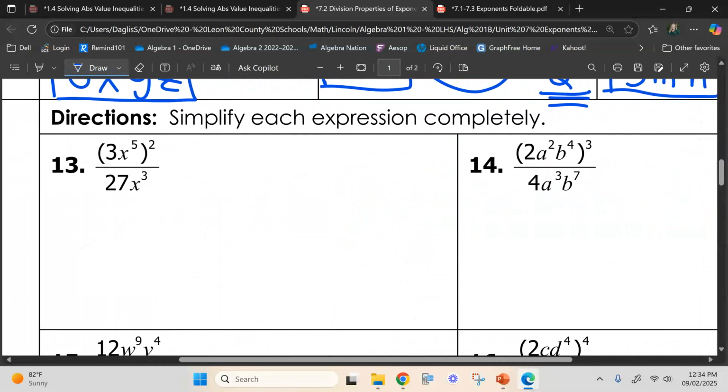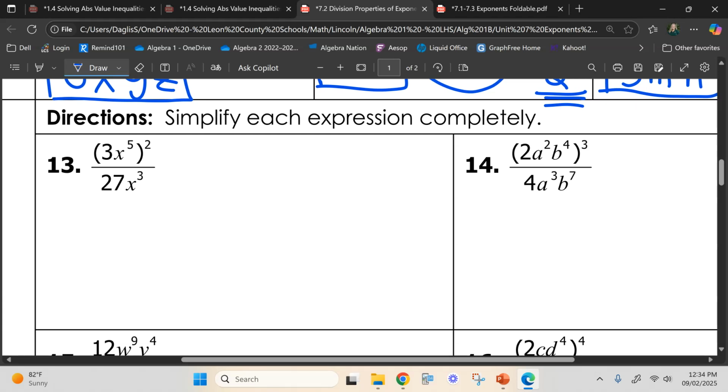If you ever have that power property happening, you have to do it first. I see a power to a power in my top. I see parentheses, so I should go straight to the parentheses. Do I have parentheses on the bottom? No. Am I going to touch the bottom? No. Leave it alone. I'm not messing with it yet. Just my top has parentheses. Again, it goes to everything. That is now 3 squared, x to the 5 times 2, because you have to multiply.